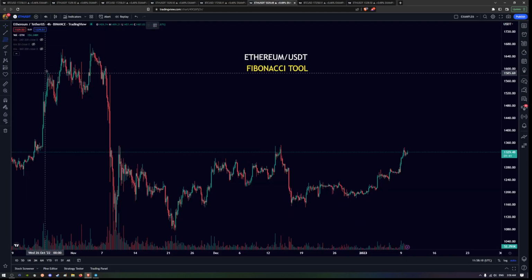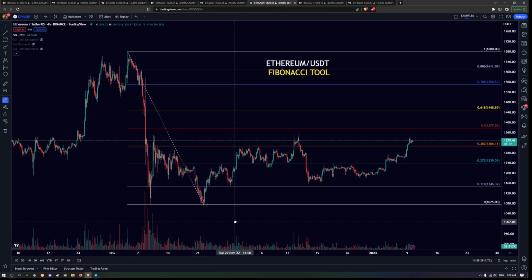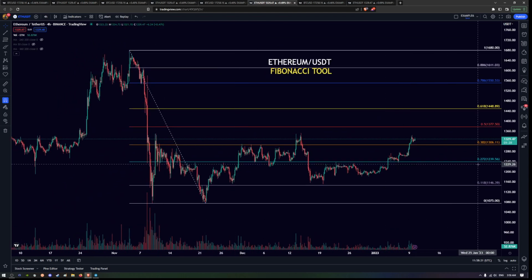Same idea here. If we pull a fib from the top, I like to use the magnet tool, makes it a lot easier. Go from the top of the range to the bottom of the range. And same idea over here, the 272 is being respected. Essentially on this first bounce to the bottom, the 118 isn't a super common fib number to use, but I like to have the whole range, 1, 2, 3, 4, 5, 6, 7, 8, all the way to the top.